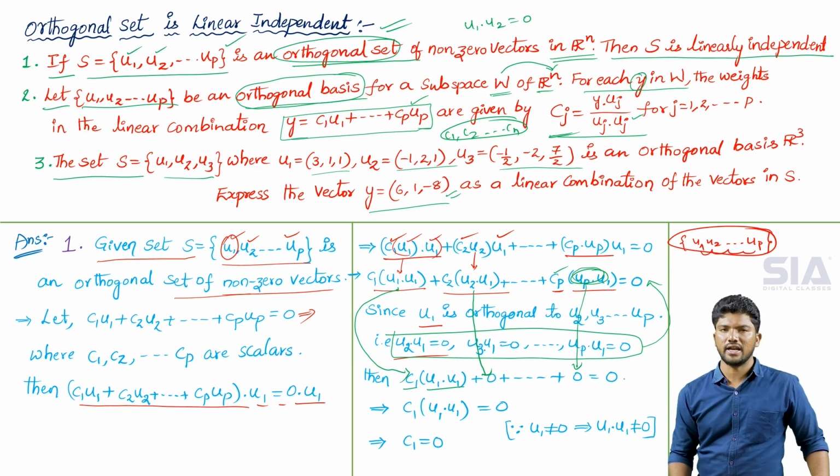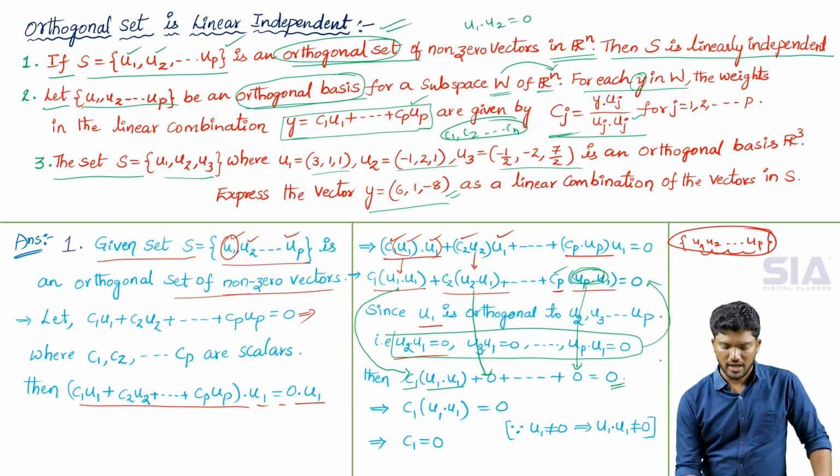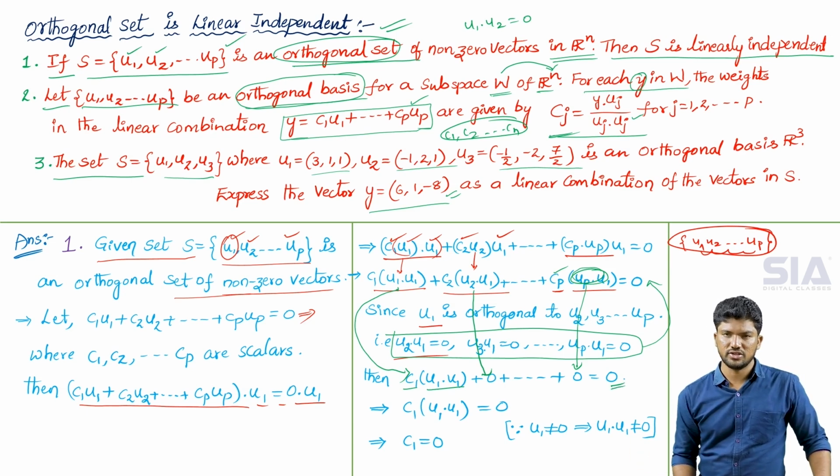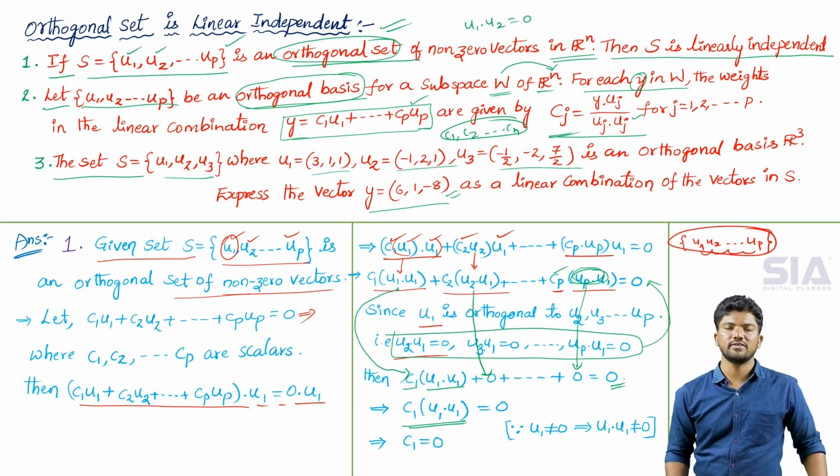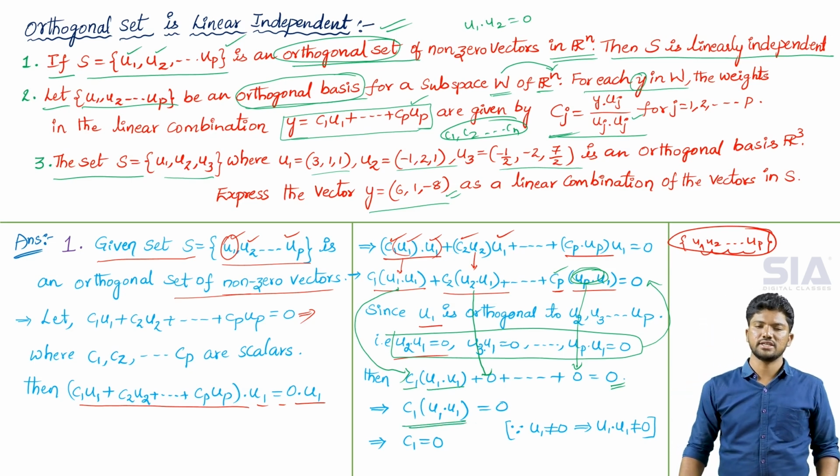Directly I am writing that value. Therefore, C1 u1 into u1 plus 0 plus up to so on 0 is equal to, and RHS also we have 0, 0 into U1 is 0. So therefore on the LHS we remain only C1 into U1 equal to 0.